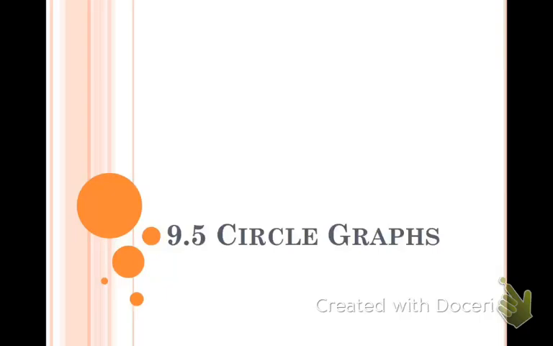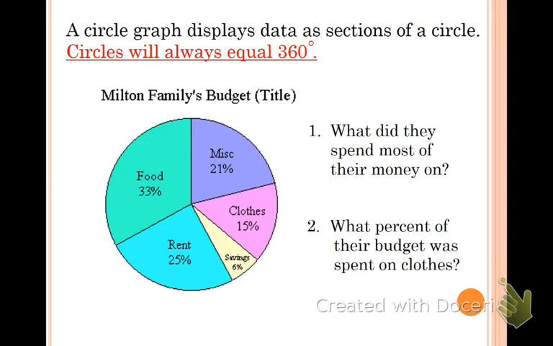All right, today we're going to talk about 9.5 circle graphs. Go ahead and write this down. A circle graph displays data as sections of a circle. The main thing I want you to take away from this slide here is circles will always equal 360 degrees. Okay, so no matter what, a circle should always equal that.